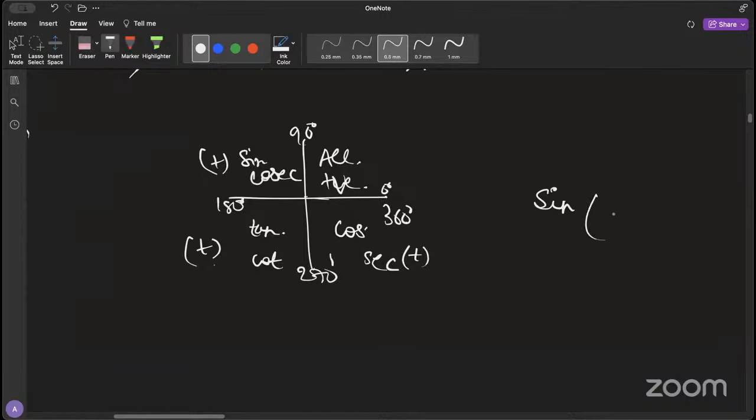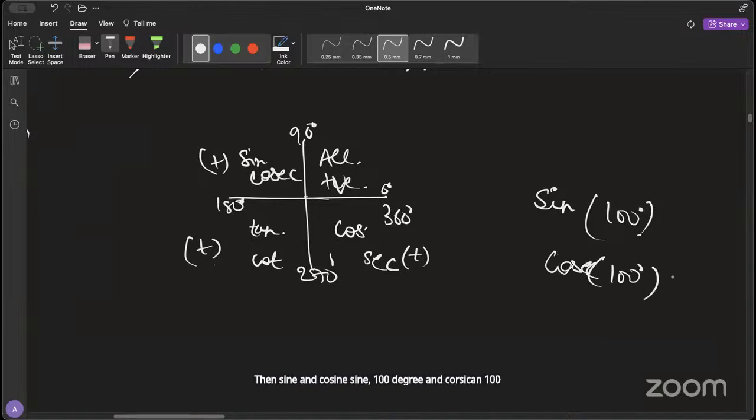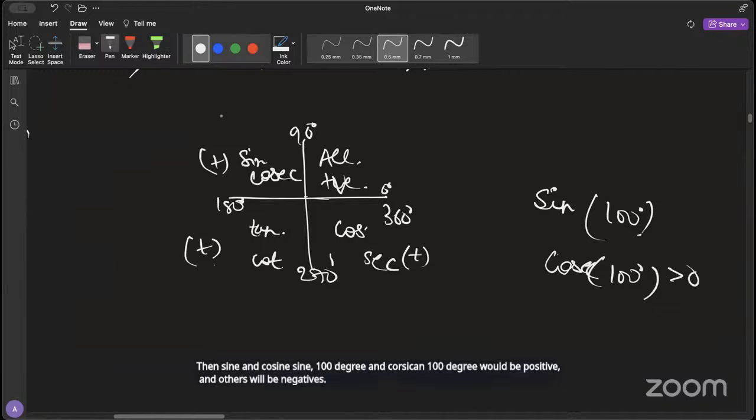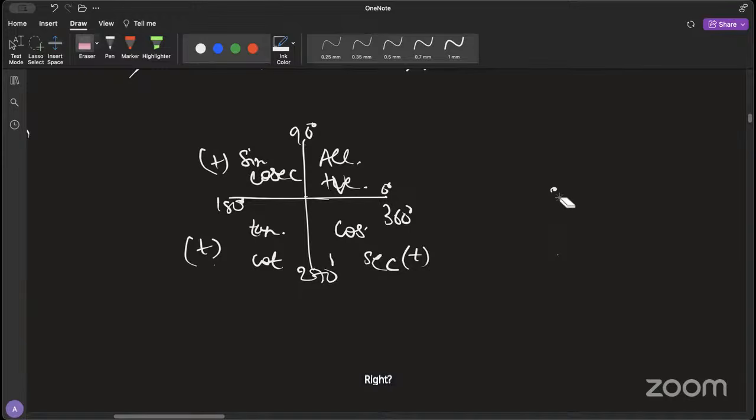If instead you will have sine 100 degrees, then sine 100 degree and cosecant 100 degree would be positive and others will be negative. Right? And you can check the values of all these functions at the basic values, pi by 3, at pi by 2, pi by 6.